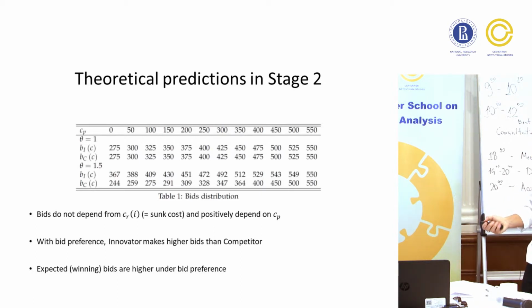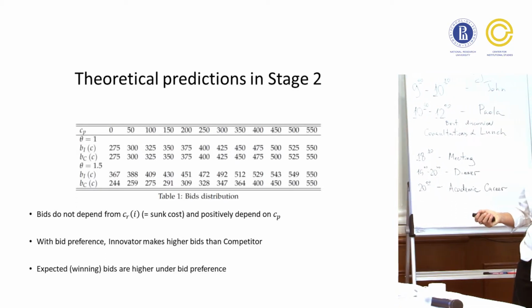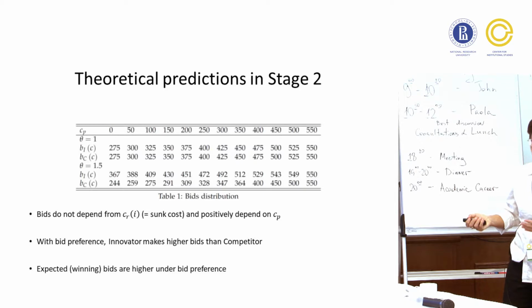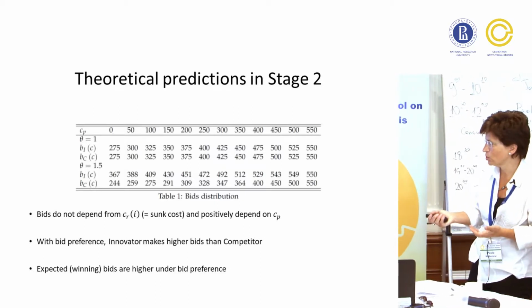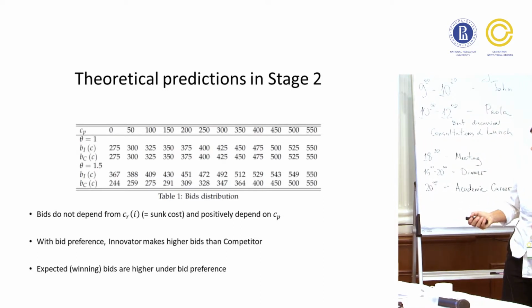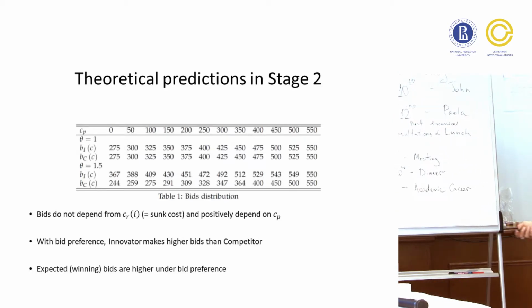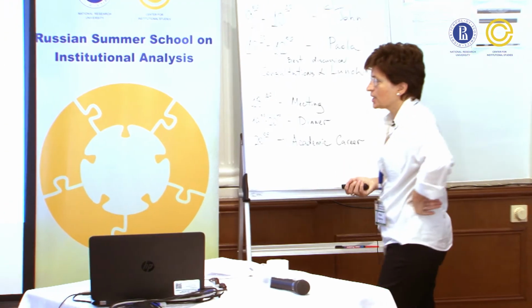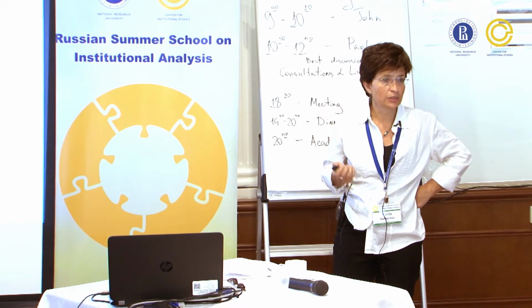the bid for the innovator, and BCC is the bid for the non-innovator. So when you have no bid preference, what do you notice? That the innovator and the competitor do have the same equilibrium bid. While when you have the bid preference, what you notice is that the innovator will always have a higher bid with respect to the competitor.